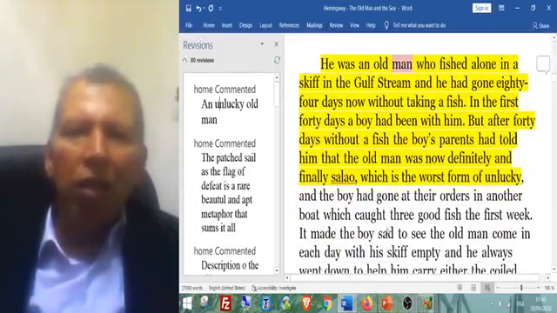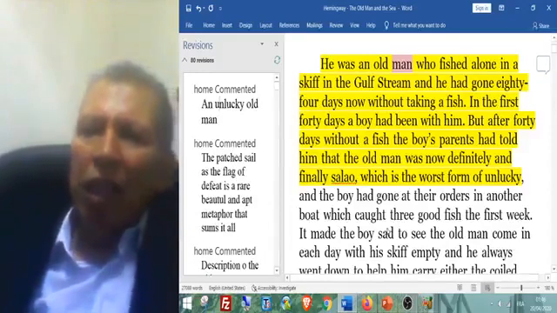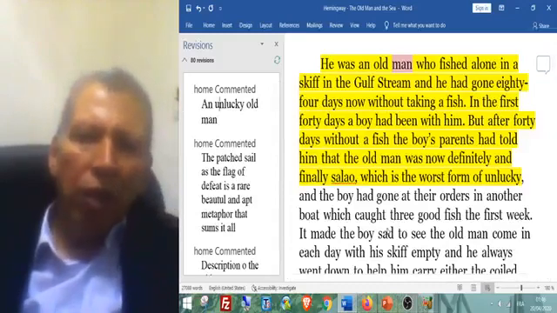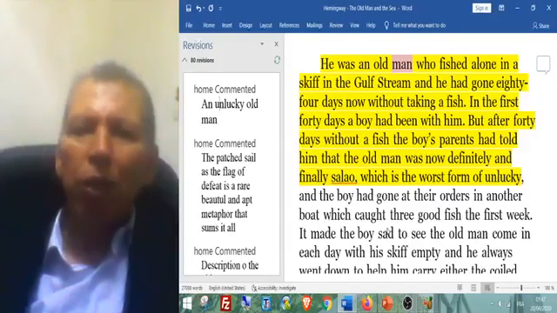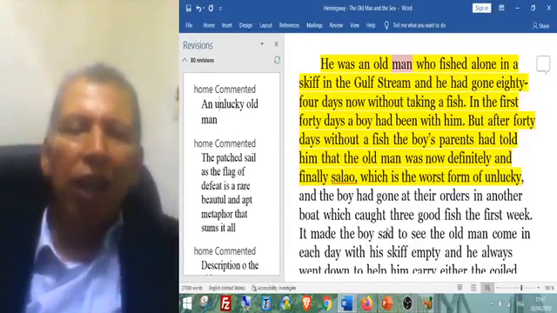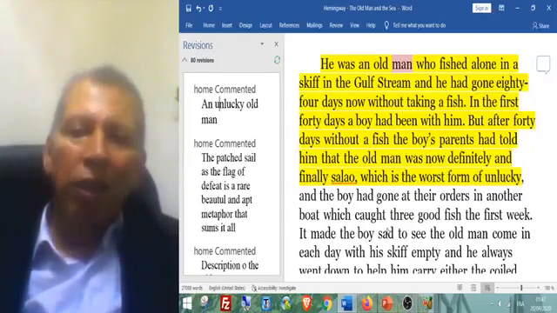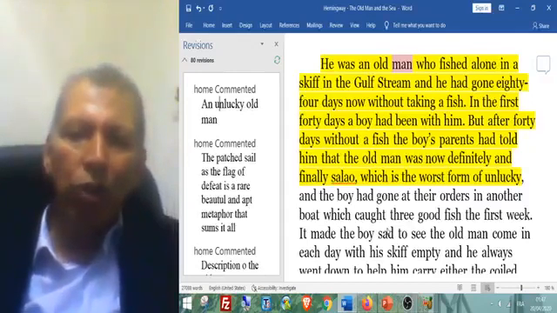He was an old man who fished alone in a skiff in the Gulf Stream, and he had gone 84 days now without taking a fish. In the first 40 days, a boy had been with him, but after 40 days without a fish, the boy's parents had told him that the old man was now definitely and finally salao, which is the worst form of unlucky, and the boy had gone at their orders in another boat, which caught 3 good fish the first week.